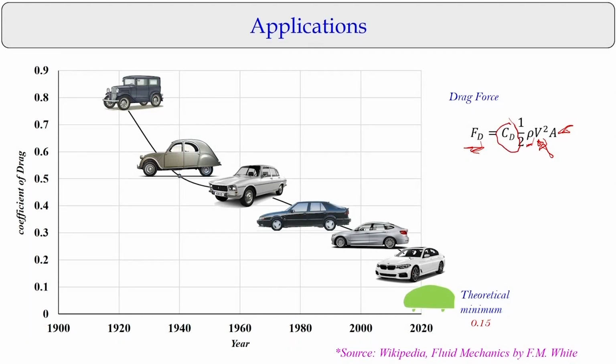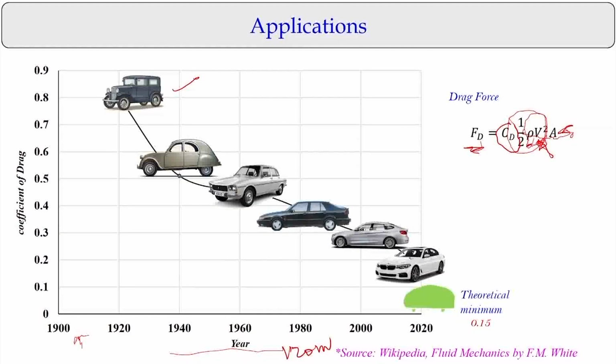That is what happened, the evolution of the CD change over almost 120 years, starting from the 1800s to 2020. So, the coefficient of drag, which earlier was close to 0.8, that means the force is equal to 0.8 times rho v square into the area, has been reduced to 0.15, very close to the theoretical minimum value.